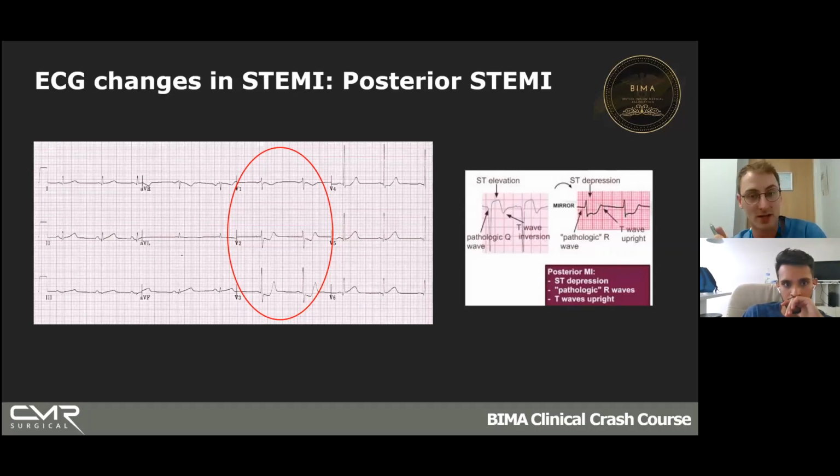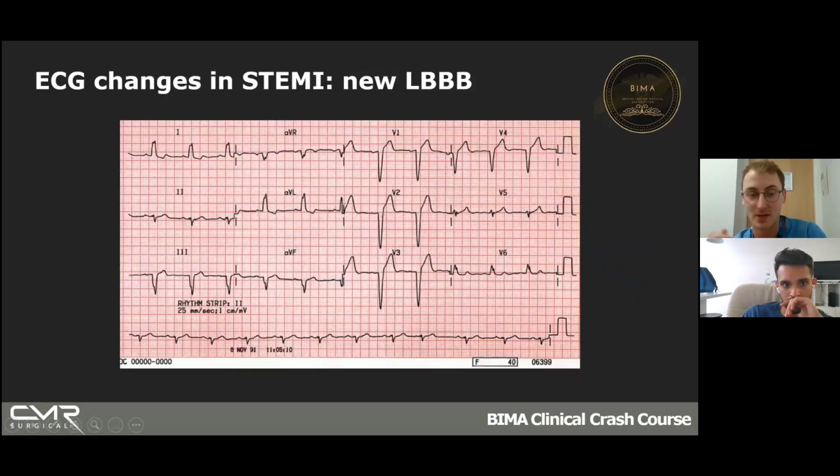There's one more way a STEMI can present on an ECG, which is, if I can click, new left bundle branch block. So this is a very typical pattern that you'll see in ECGs. There's a wide QRS complex, there's T-wave inversion in some of the lateral leads, and you get these really deep, broad QRS complexes with some ST elevation. This is left bundle branch block.